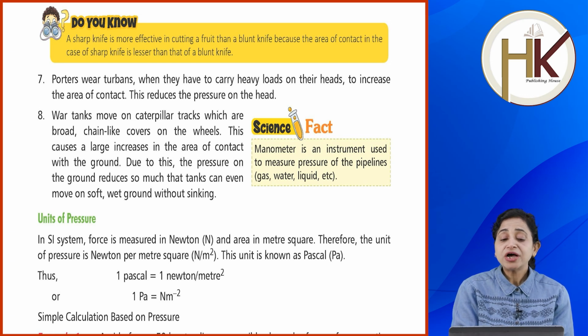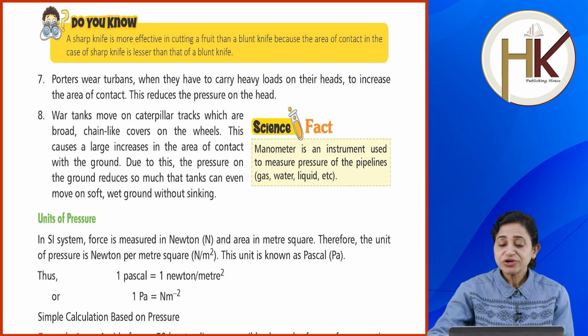War tanks move on caterpillar tracks, which are broad chain-like covers on the wheels. This causes a large increase in the area of contact with the ground. Due to this, the pressure on the ground reduces so much that tanks can even move on soft, wet ground without sinking. Science fact: a manometer is an instrument used to measure the pressure of pipelines, gas, water, liquid, etc.